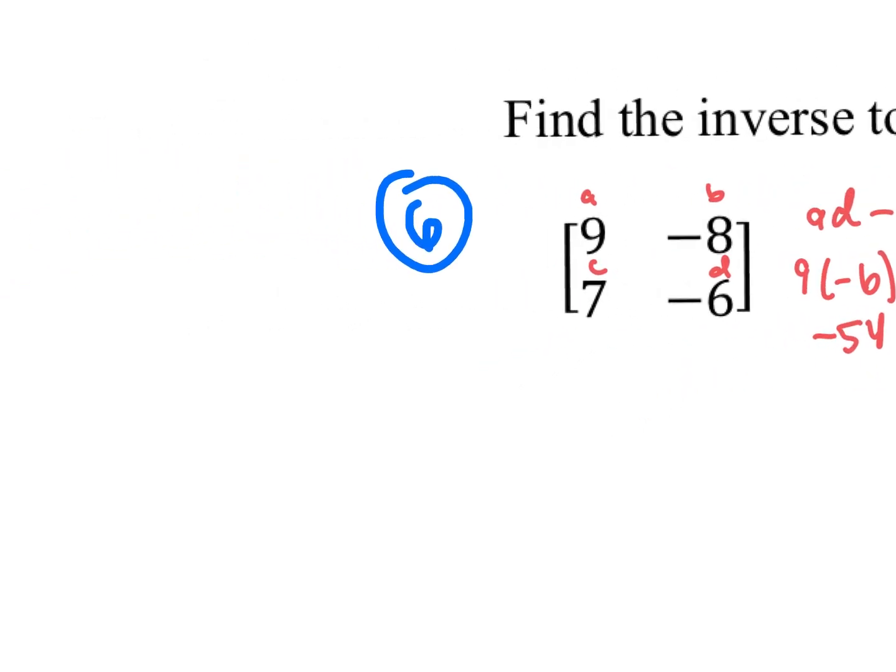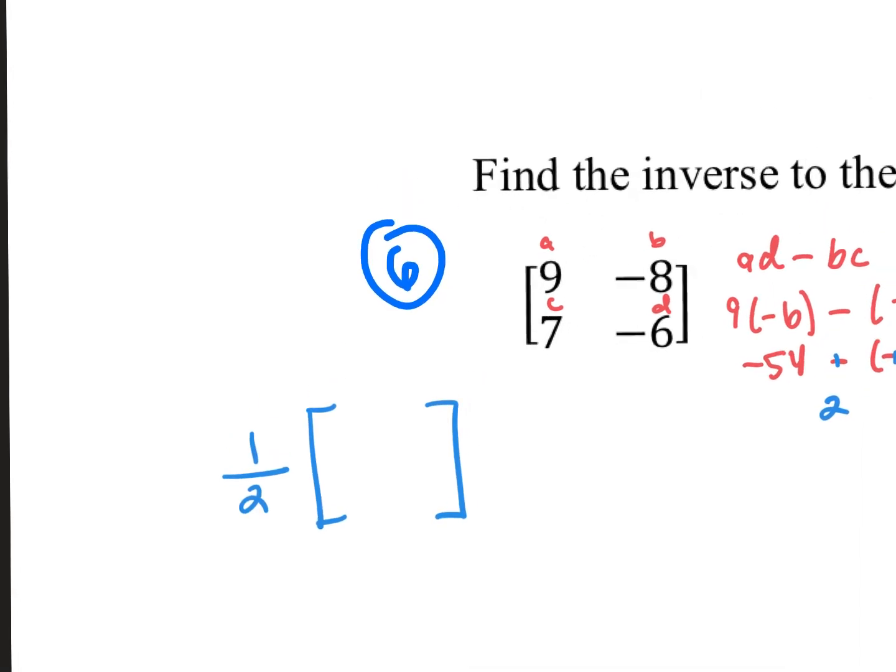Now what I do with that 2 is that becomes the denominator of my fraction. And then to find the inverse, you take your original and you switch the places of the major diagonal, so negative 6 and 9 switch spots. Then you negate the minor, meaning you change the sign. So positive 7 becomes negative and negative 8 becomes positive.